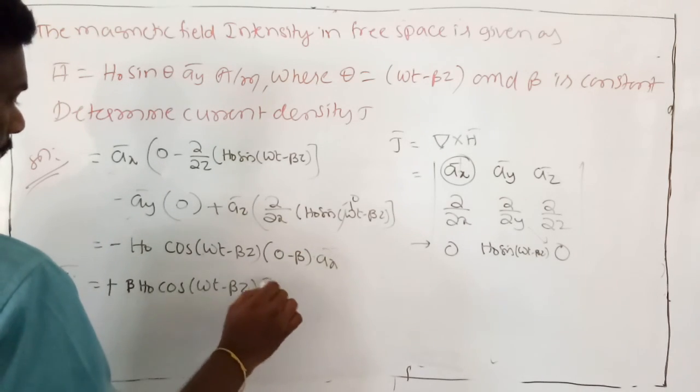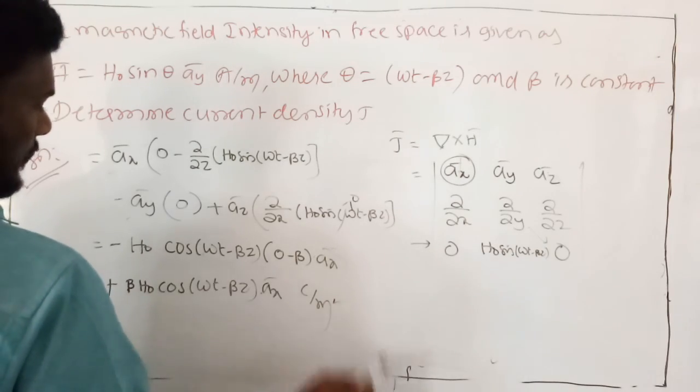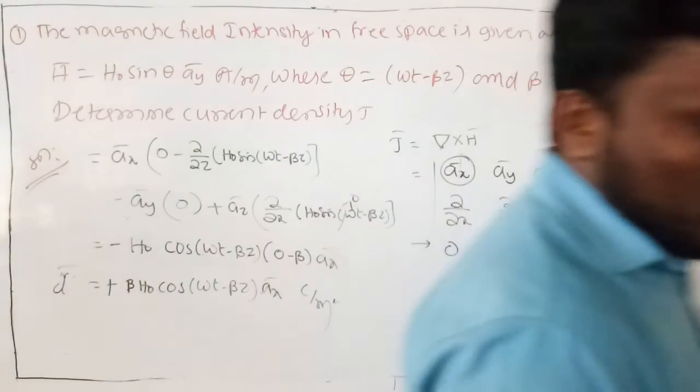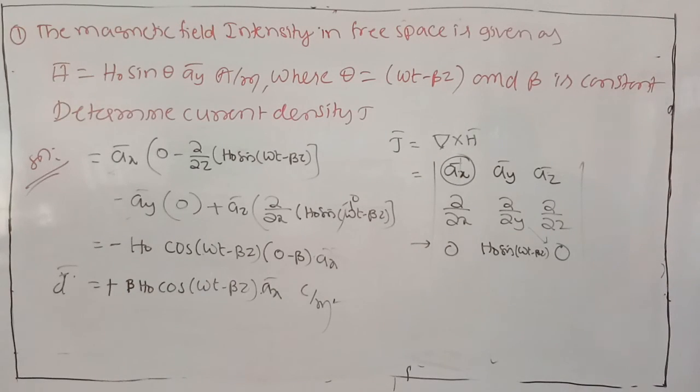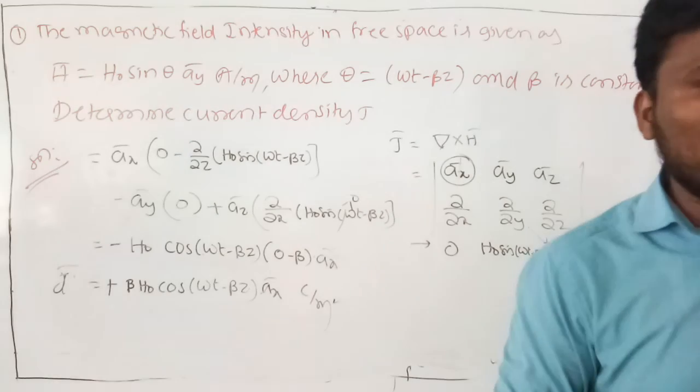The answer for current density has units of coulomb per meter square. Yes, beta H naught cos omega t minus beta z. Right, this is your answer. Okay, so in the next class we'll see another topic. Thank you.